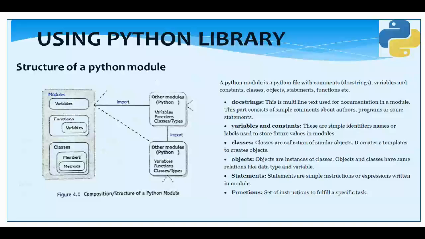Similarly, we can define variables and other constants in our modules. For example, in the math module, the pi constant is defined. Classes are defined too, which are not universal variables. They are created in modules, but they are also present in some built-in modules. And objects are the instances of classes. They have the same relationship as a data type and a variable. That is, objects are just like variables of a data type. Similarly, the objects are of a class.